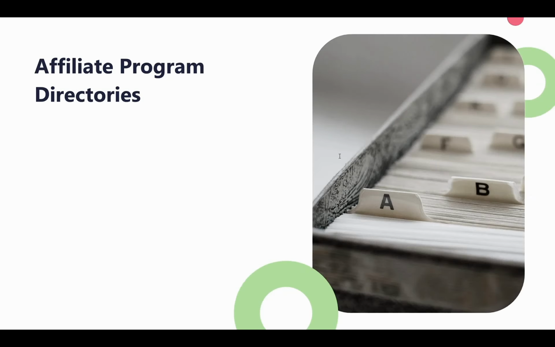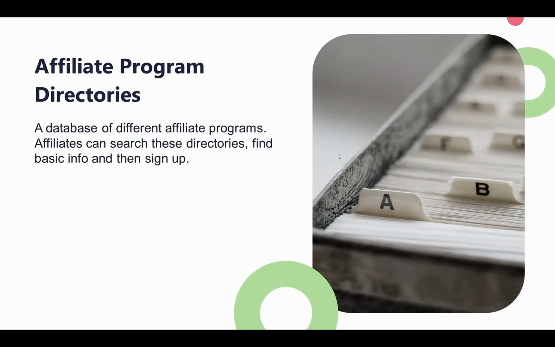Then you could also make use of something called affiliate program directories. They are different to networks. It's a database of different affiliate programs, and affiliates can search these directories, then find some basic info about the program, and then sign up from there. It does mean that anyone can access these directories, so you don't really have any control unless you put steps in place as to who will join your program. And some directories might charge a small fee, but many are free, so there's definitely some options.